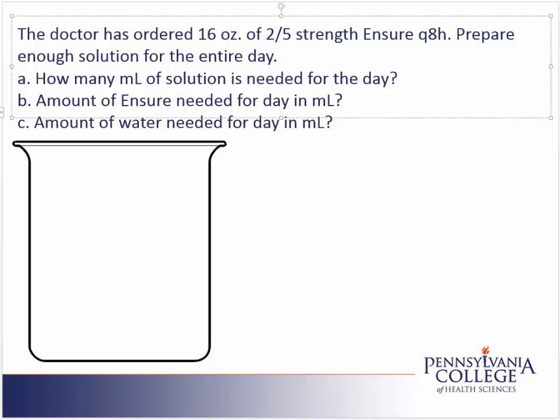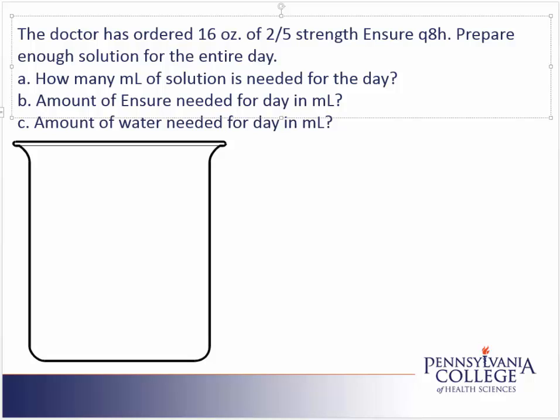We are taking a look at a dilution problem. The doctor has ordered 16 ounces of 2/5 strength Ensure every 8 hours. We are to prepare enough solution for the entire day. We're asked 3 questions. How many milliliters of solution is needed for the day? What is the amount of Ensure needed for the day in milliliters? And what is the amount of water needed for the day in milliliters?